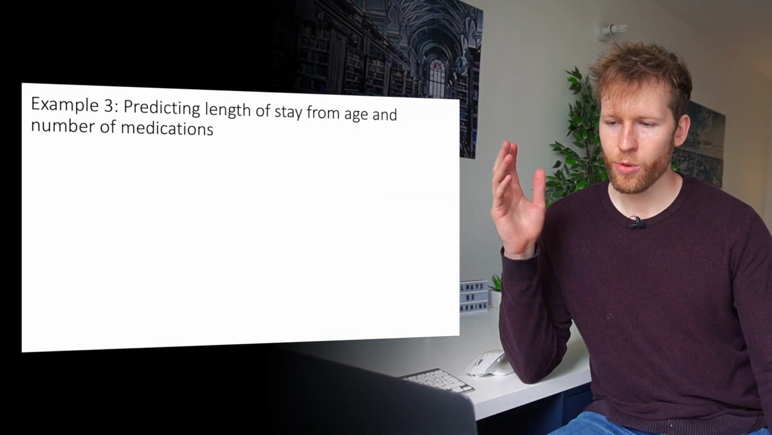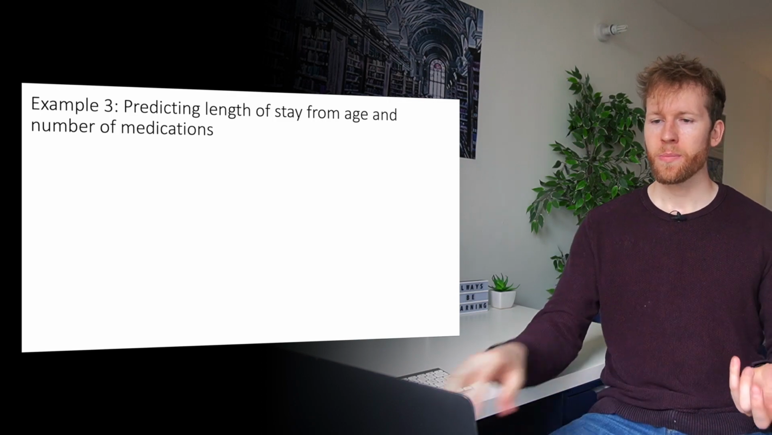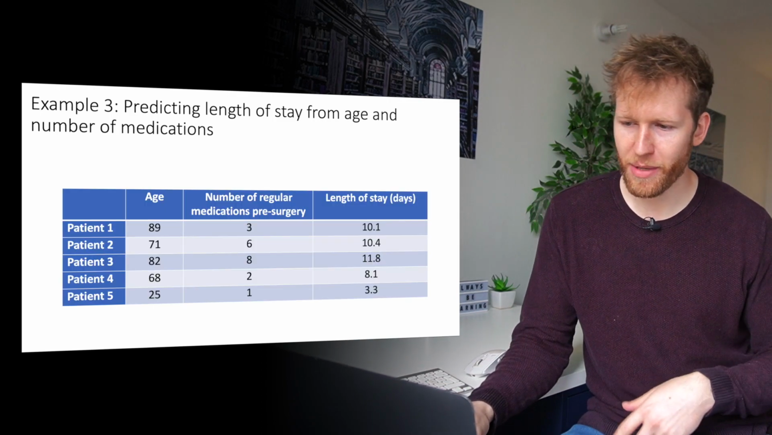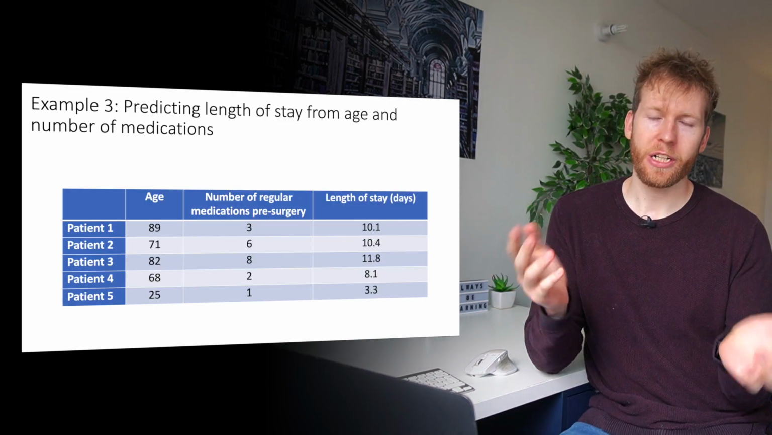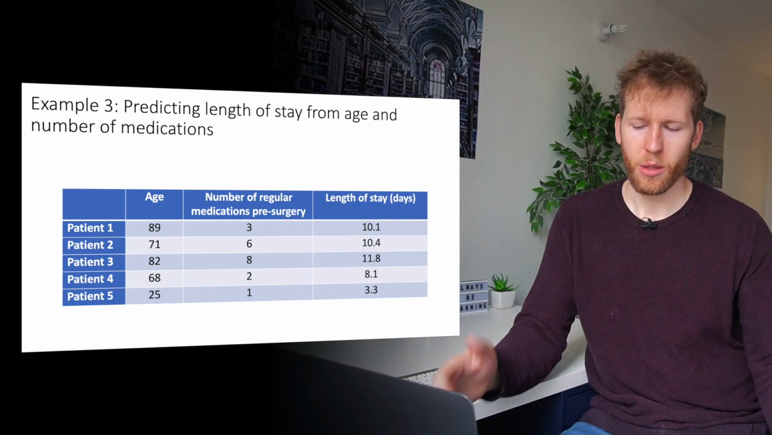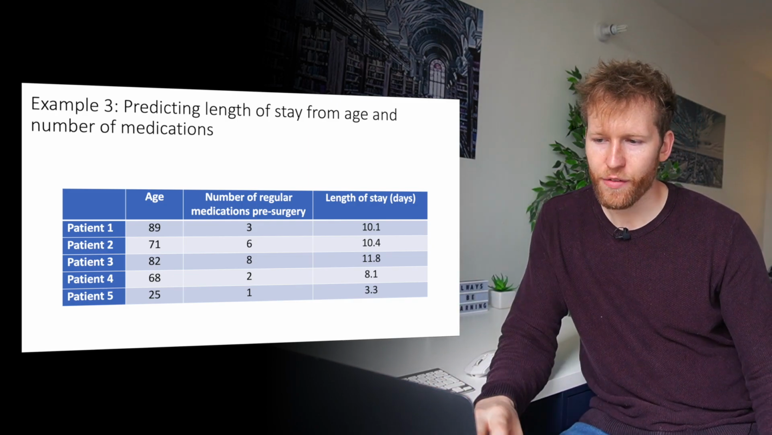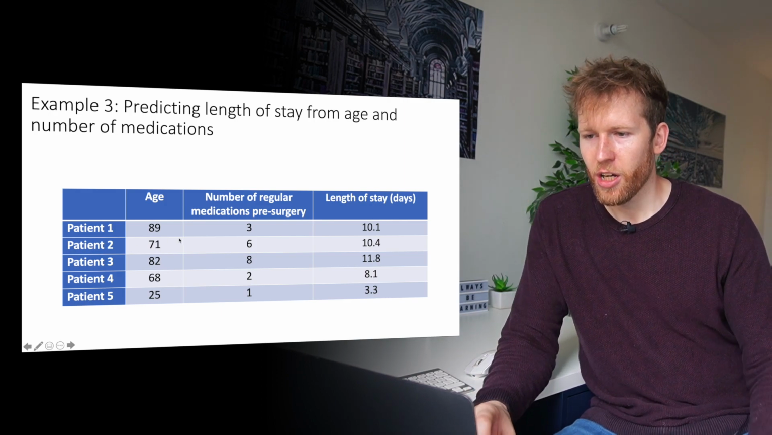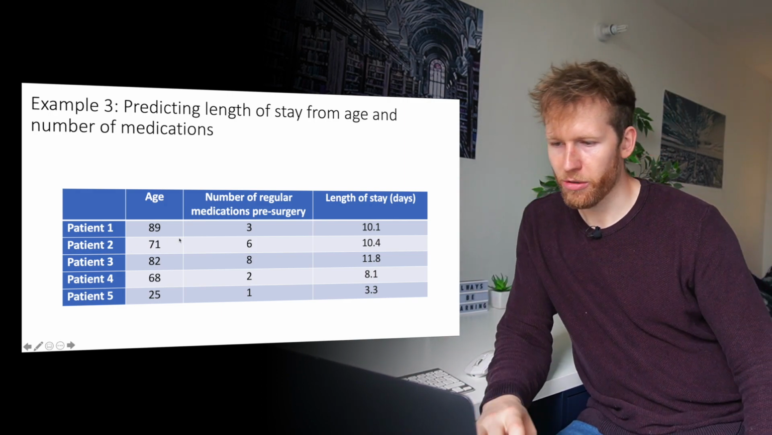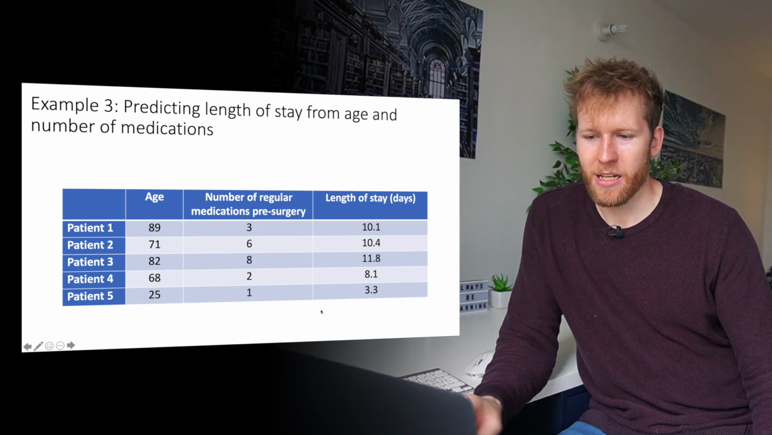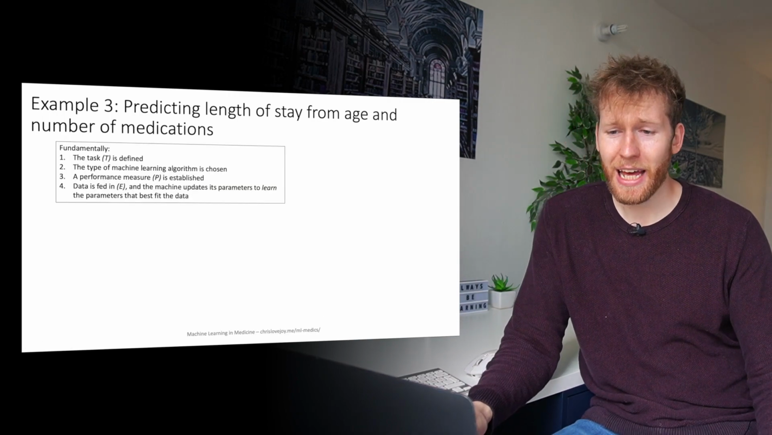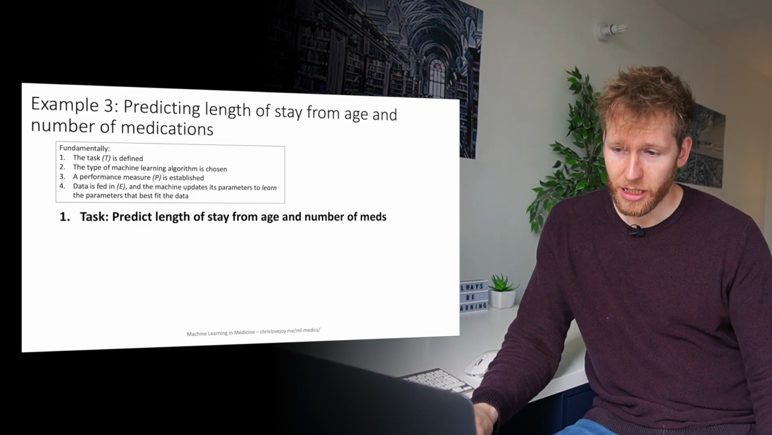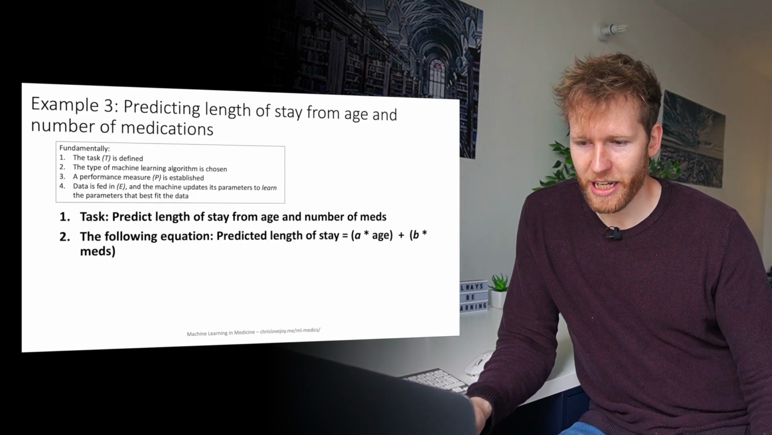And then as a final example, if we're predicting the length of stay, let's say based on someone's age and the number of medications, and of course it's a very contrived example, you're not really going to try and do this, particularly with a model as simple as this, but let's say we have 5 data points. We have 5 examples of patients, we have their age, we have the number of medications that they were on before they had an operation, and we have how long they stayed in hospital. And we want to train a model to fit that. Again, to define our task: predict the length of stay based on the age and number of medications.